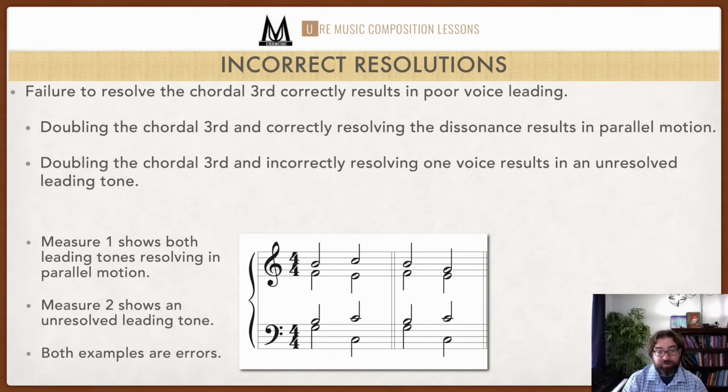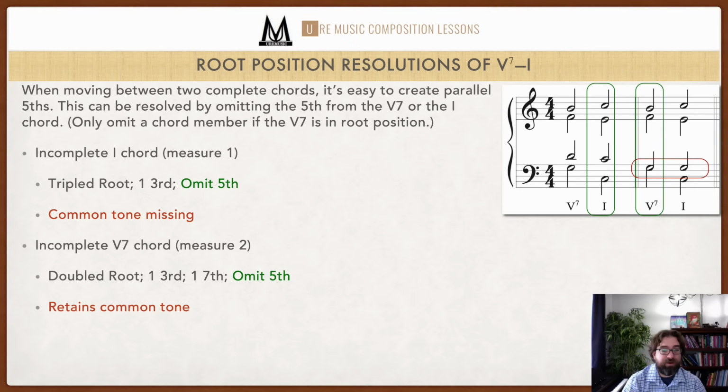So both examples are errors. That's very critical for you to understand. All right, so root position resolutions of 5, 7 to 1. And I have multiple construction videos where I go over this really quickly so you can kind of see how to resolve these progressions. So in the first example, we have an incomplete 1 chord.